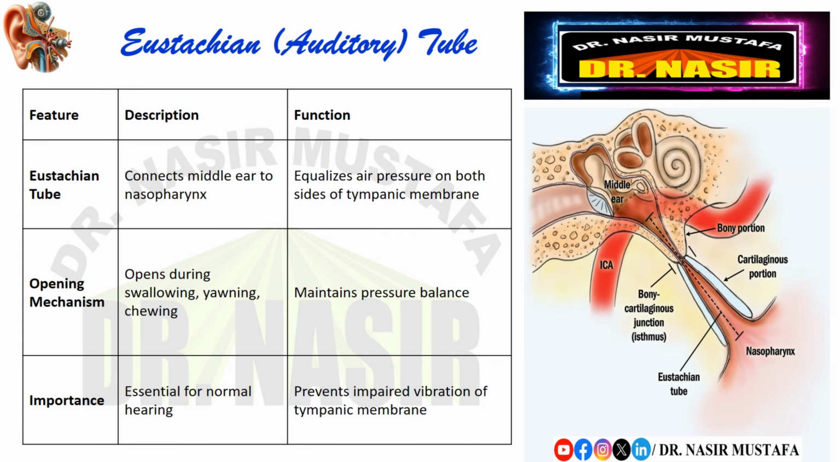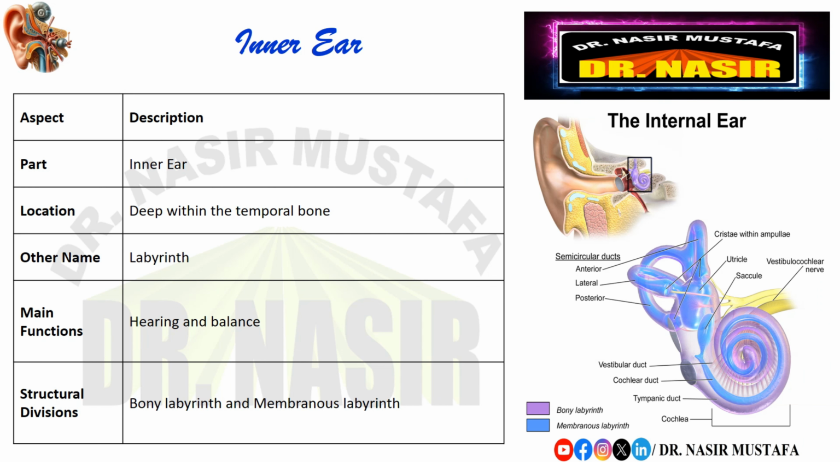Proper functioning of the eustachian tube is necessary for normal hearing because unequal pressure on the tympanic membrane can impair its vibration. Inner ear. Now let's discuss the inner ear. The inner ear is a complex structure located deep within the temporal bone and is also called a labyrinth. The inner ear is responsible for both hearing and balance.